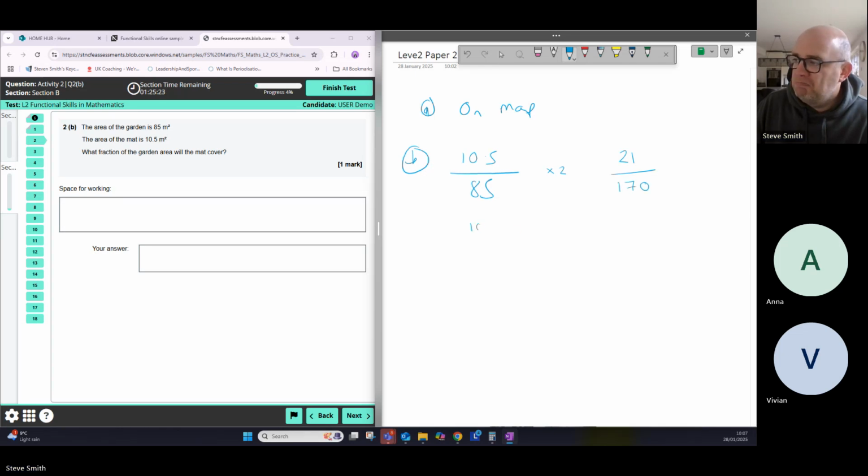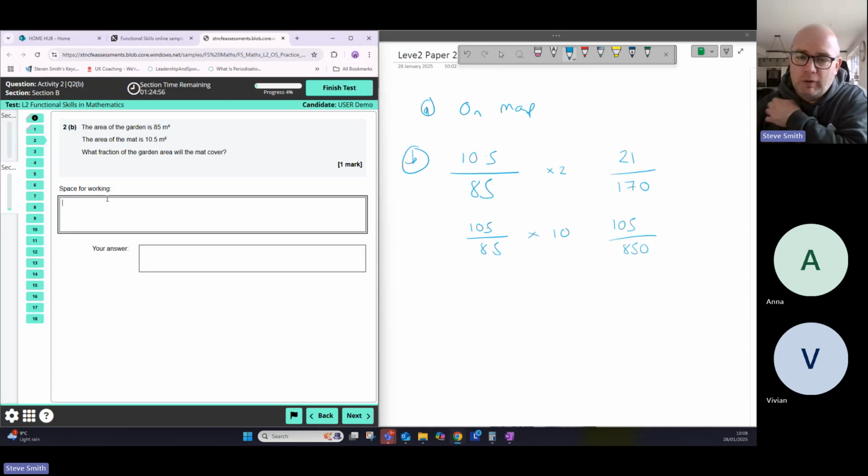Or we could multiply the decimal out by timesing by 10. So that would become 105 over 850. I would prefer this one because I'm just doubling them both, but timesing by 10 shows you that you're moving the decimal place out. As long as you're showing what you're doing to get rid of the decimal place, they're going to be absolutely fine with it.